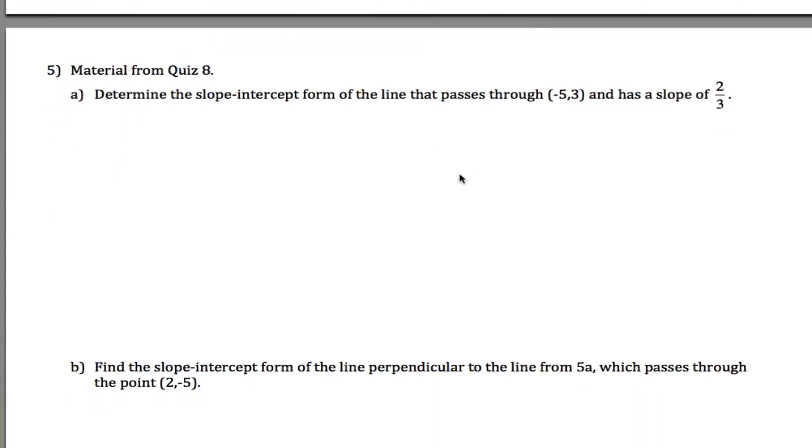Okay, material from quiz 8. I think there's 2 more to go. Slope-intercept form of this line. So when you are given the slope and a point, it helps to use this thing called point-slope form. The way I think of point-slope form is as a means to get things into slope-intercept form.